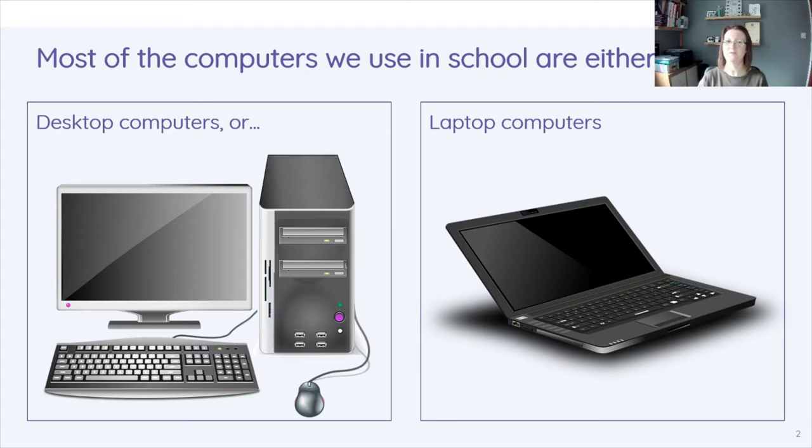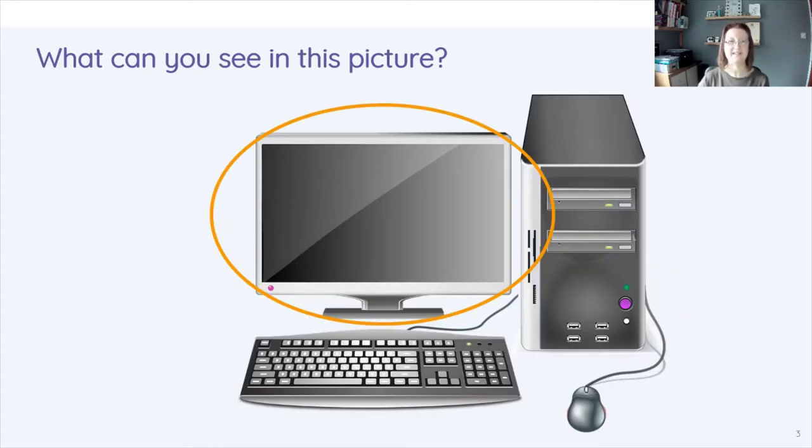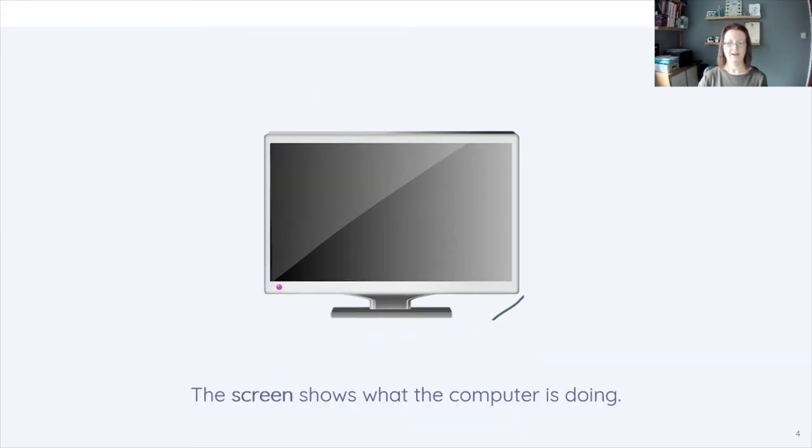Most of you will have come into contact with one of these, in school or somewhere else, and that is a desktop computer on the left over here and a laptop on the right over here. And we're going to look at those a little bit more. So what can we see in this picture? What is being shown in that circle? So this is part of a computer. That is a screen, and that is what we see everything on a computer through. So we're looking at a screen when we're looking at a computer. Okay, it shows what the computer is doing.